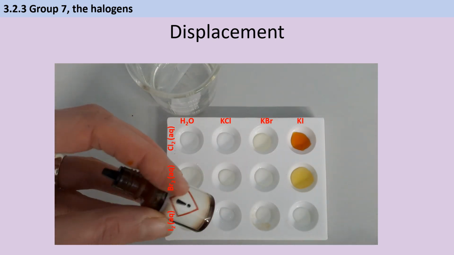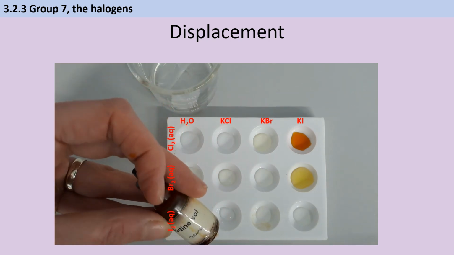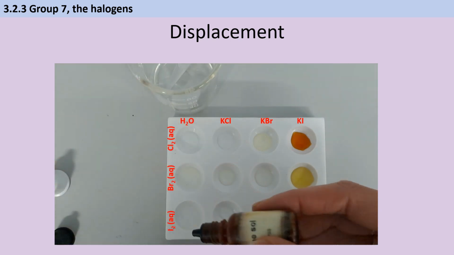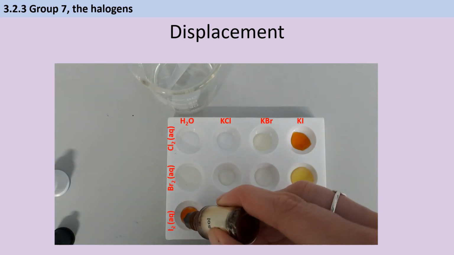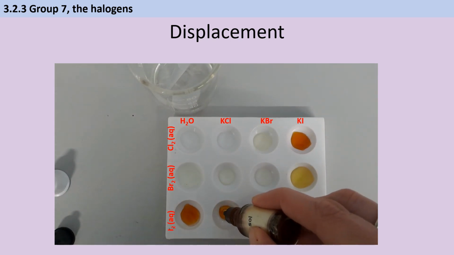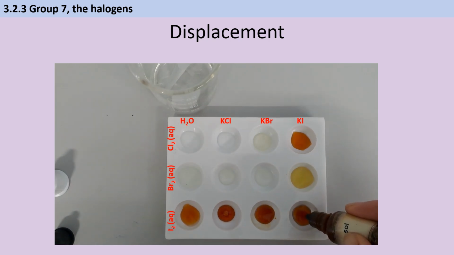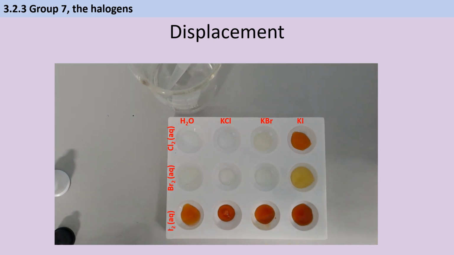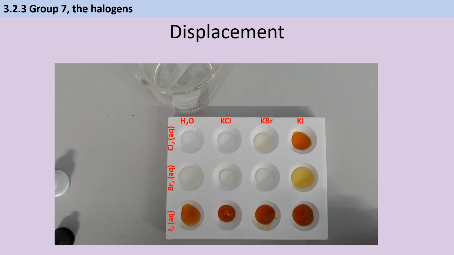And then finally, we've got some iodine solution, some iodine water. And this is where the water control is really necessary. So you can see it's already that dark orange colour. And so although each of these is going dark brown, it just looks the same as the control. So that is just the colour from the original iodine solution, and actually no displacement has taken place.